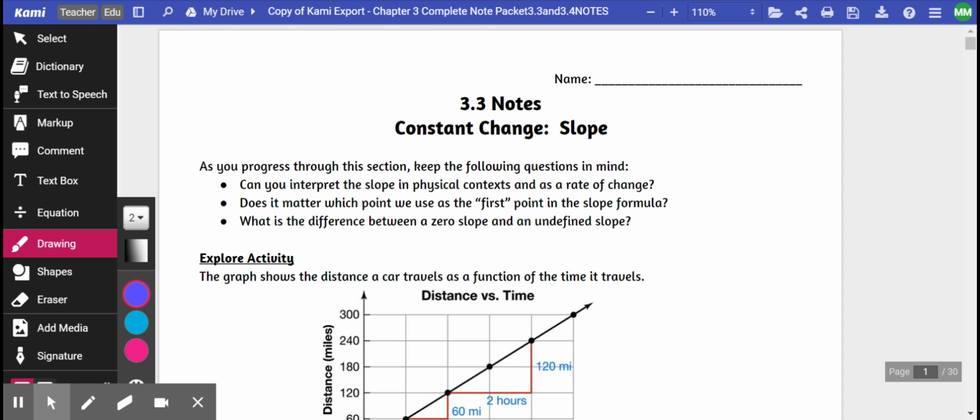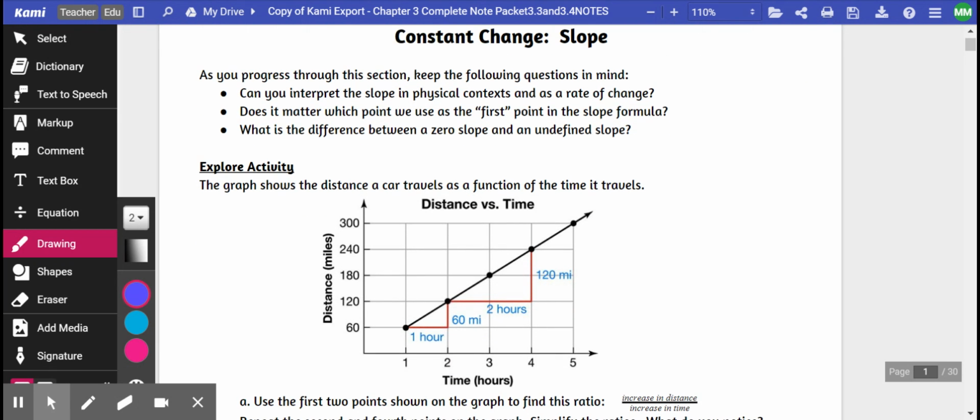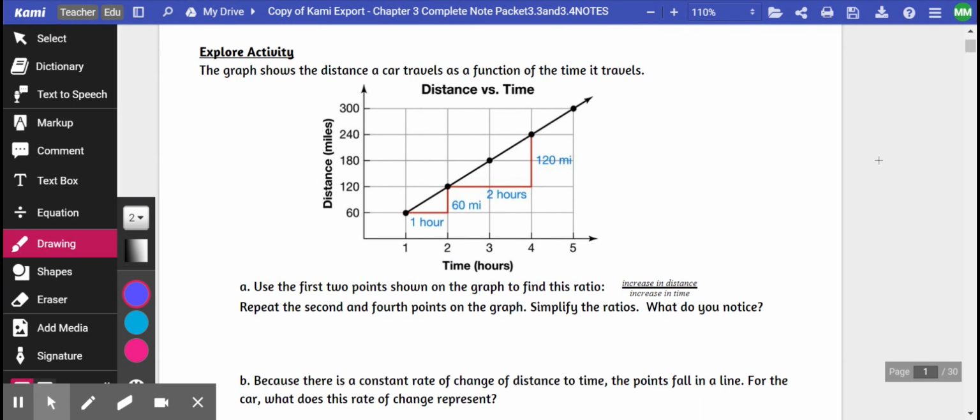Hi everyone. We are going to start today with your 3.3 notes. And this section covers slope. So we're going to start with our explore activity, which says the graph shows the distance a car travels as a function of the time it travels.